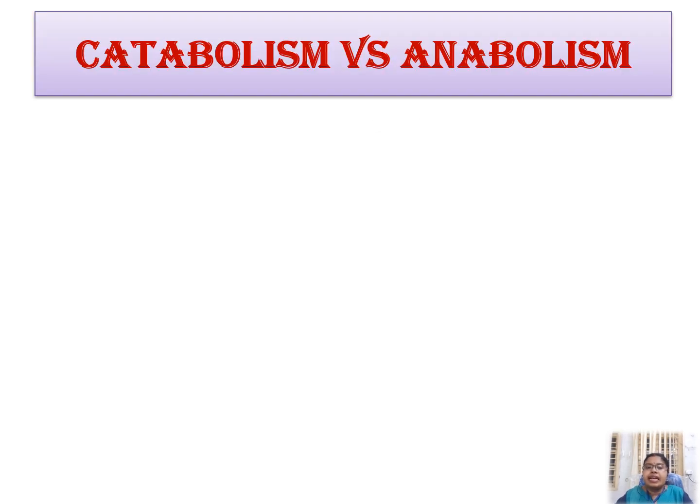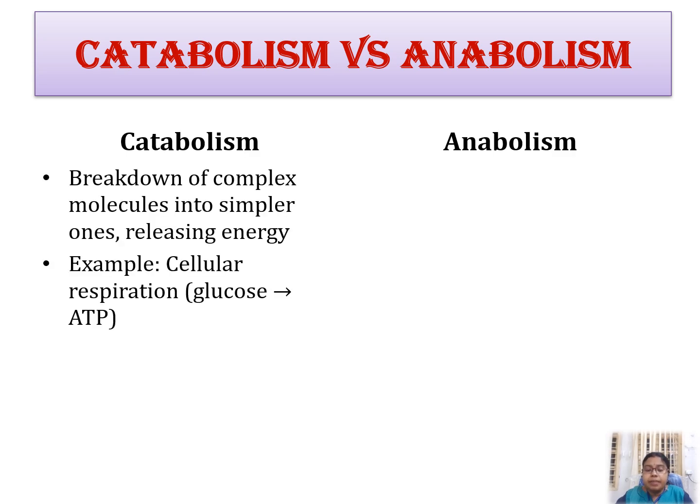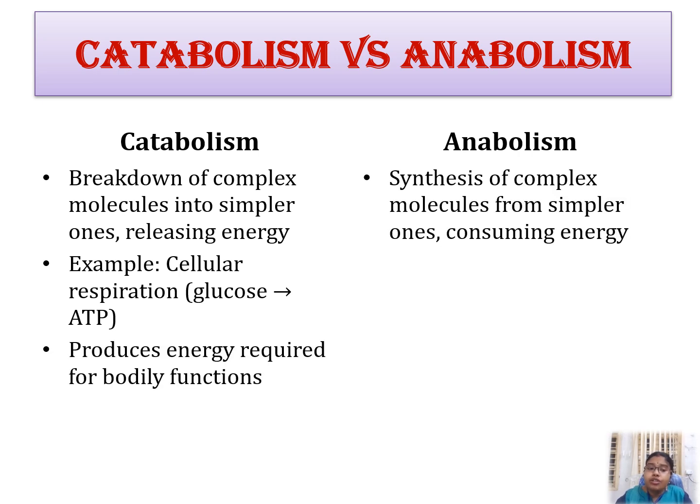The difference between catabolism and anabolism. Catabolism means the breakdown of complex molecules into simpler ones. It releases energy, like the glucose molecule to pyruvate and ATP. So this process gives ATP. What you eat, the glucose, that means the carbohydrate, is ultimately converted to ATP. And this ATP further helps us for other chemical processes. It produces the energy required for bodily function.